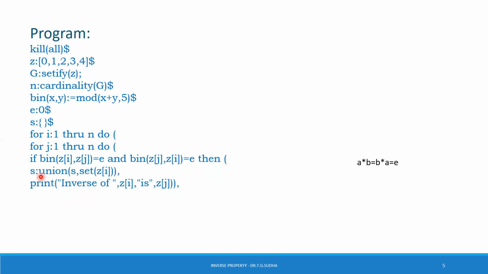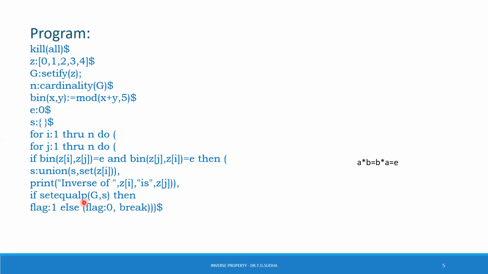Next, set S, an empty set, which we have taken here. Now it is the union of S comma set of z of i. What is this z of i? z of i is nothing but the element which behaves as the inverse of z of j. So we give the print command, inverse of z of i is z of j. And this union command returns the union of the sets S and set of z of i.